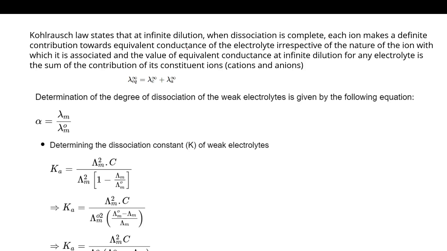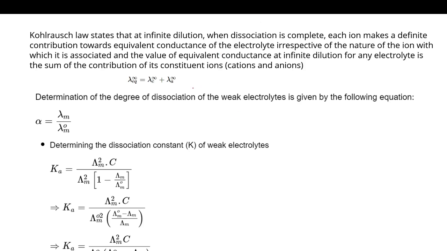So it is the contribution of each ion which gets dissociated in infinite dilution to the equivalent conductance of that electrolyte, irrespective of the nature of the ion. It does not matter whether this is a cation or anion, there is no such preference. Each of the ions, irrespective of its nature, will contribute to the equivalent conductance of the electrolyte with which it is associated, and the value of equivalent conductance at infinite dilution for any electrolyte is the sum of the contribution of its constituent ions.